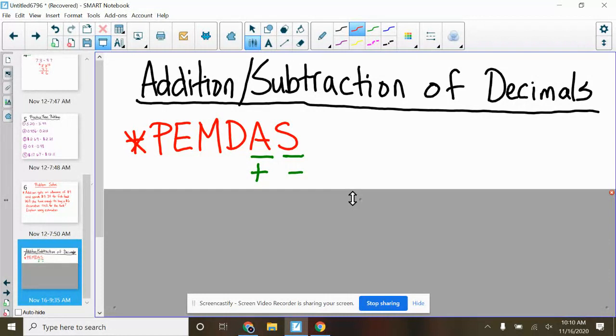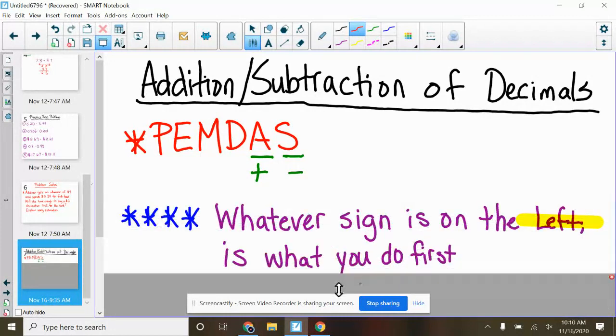Okay? So, the only thing you have to remember, and that's why this little next nugget of notes has 4 stars next to it, says, whatever sign is on the left, and I highlighted left, is what you do first. Okay?